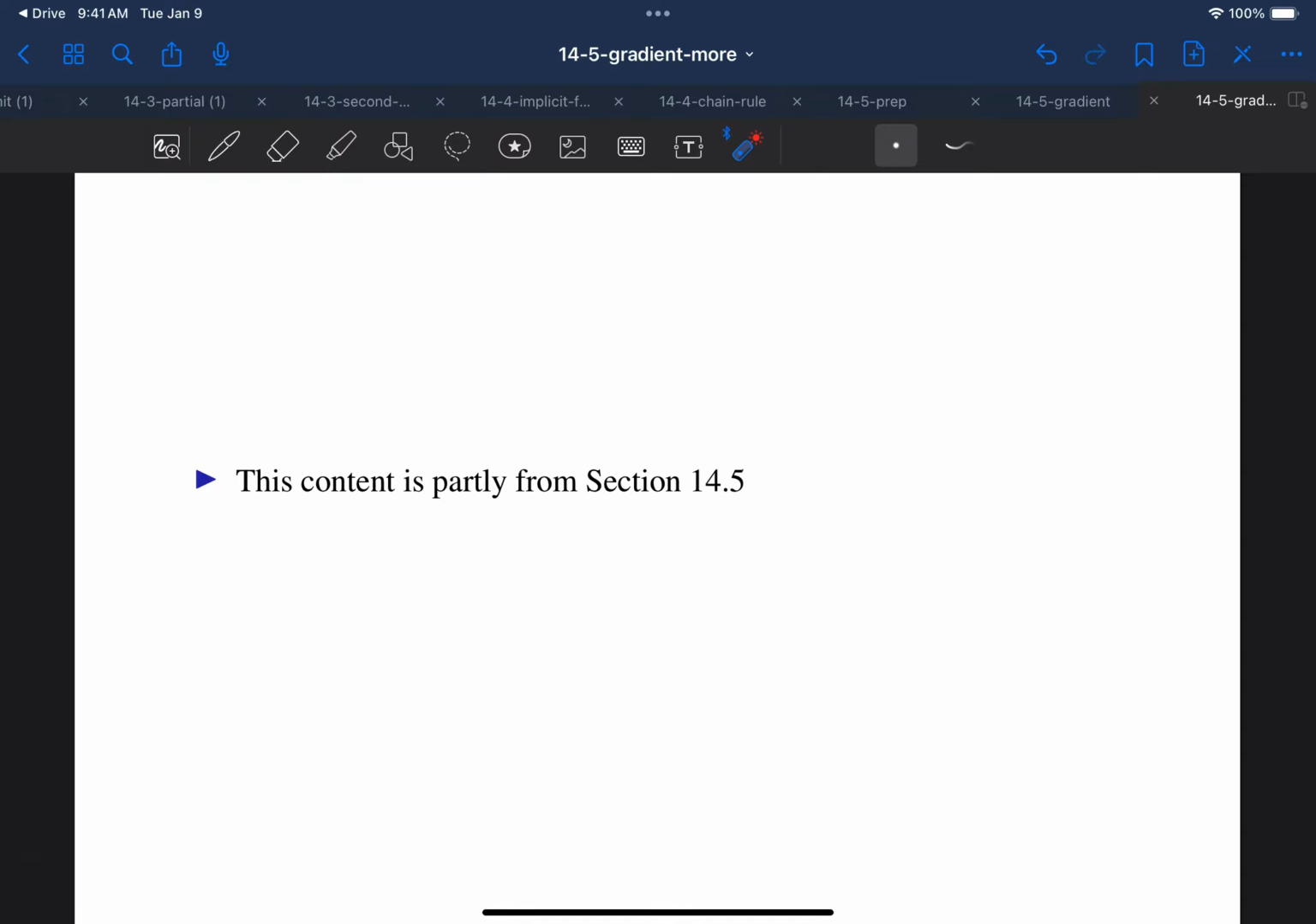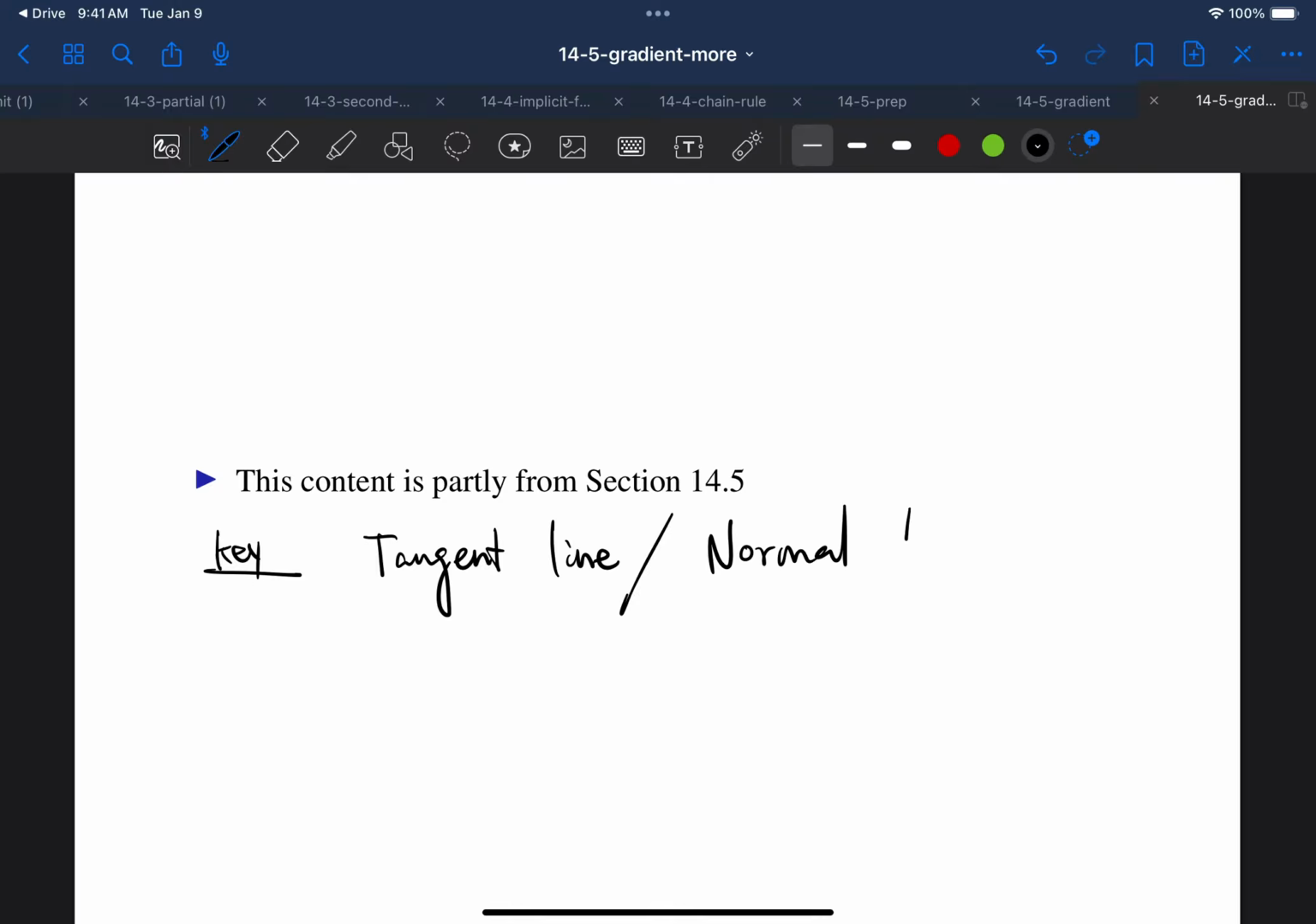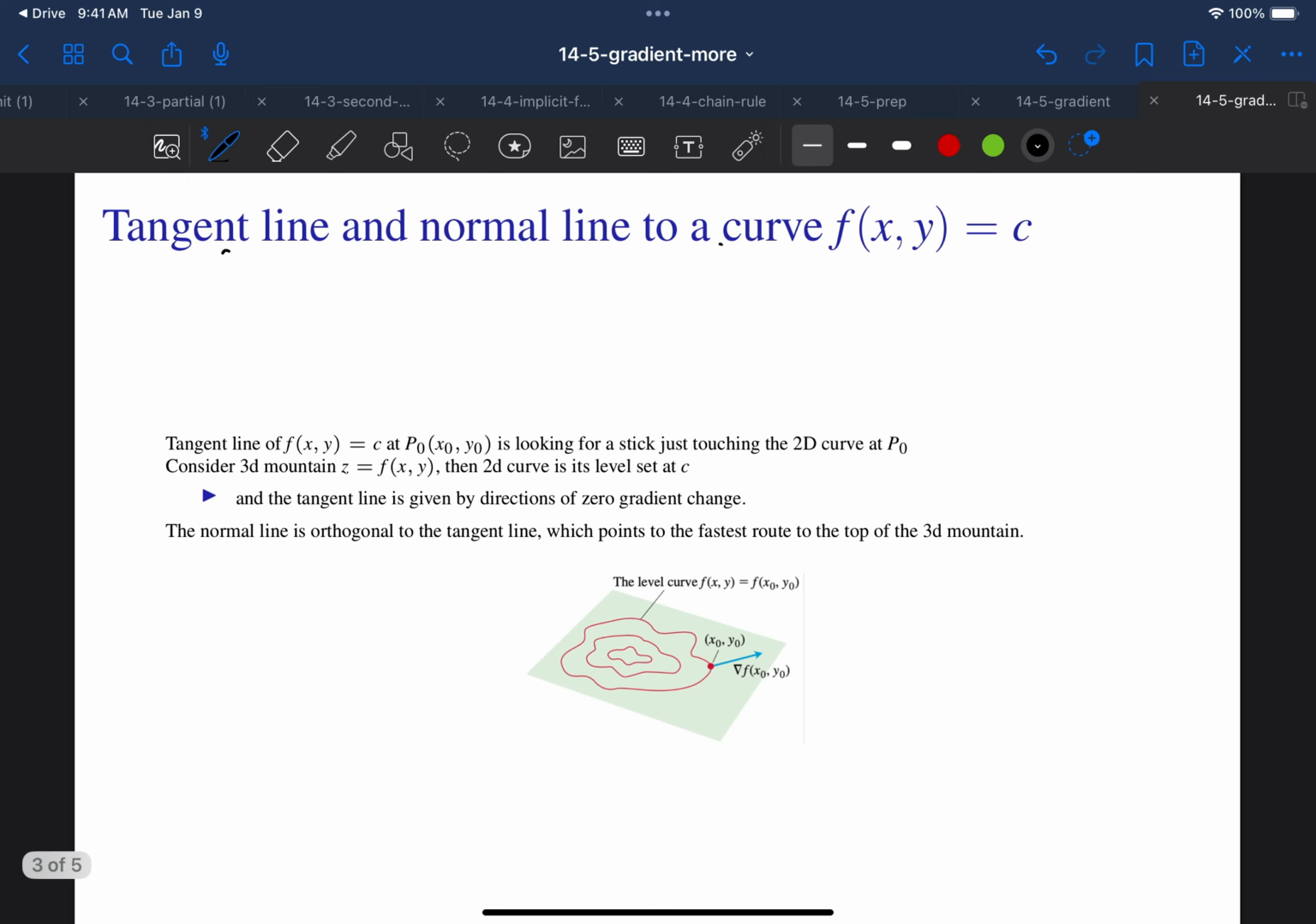This is still from section 14.5, and we are going to talk about how to compute an equation of a tangent line, and also how to find an equation of a normal line. We first need to be clear about what we mean by tangent line and normal line to a curve, given the curve f of x, y equals c.